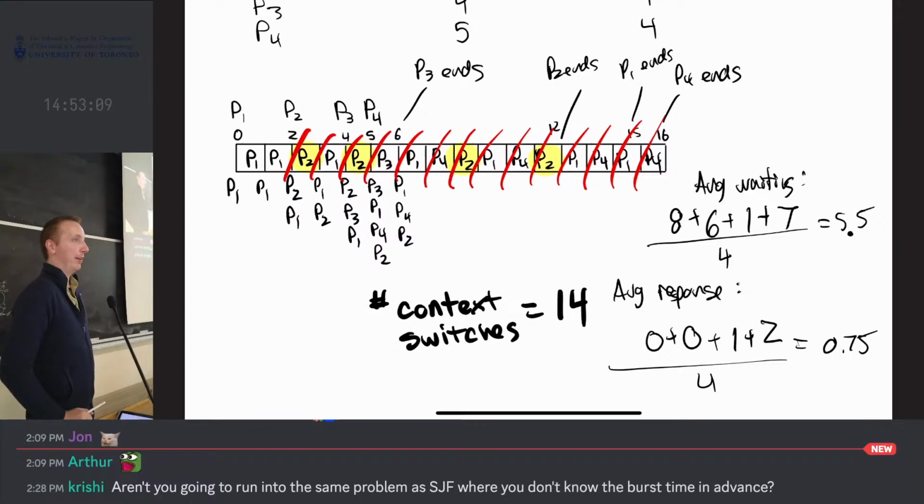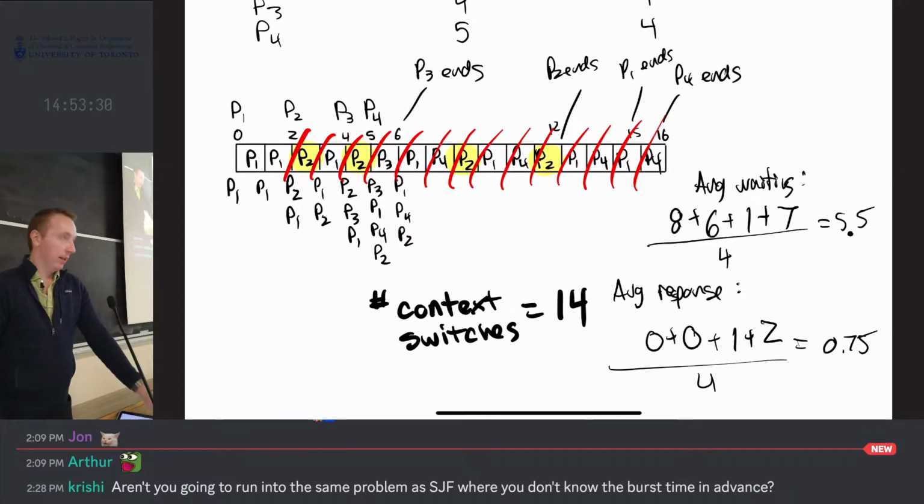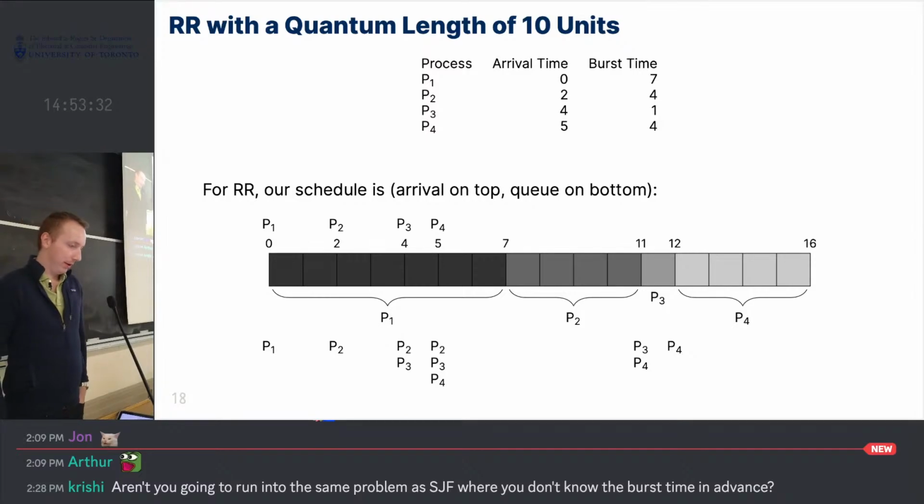So the average waiting time went down, the average response time went down, but the number of context switches went way up. So if context switches were slow, this quantum length might not be a good thing to do. So last one we can do, which, I mean, you guys have pretty much figured it out already. If we have a giant quantum length, yep.